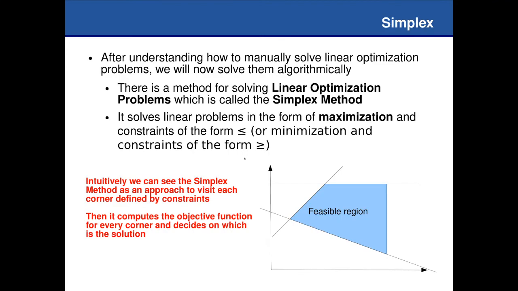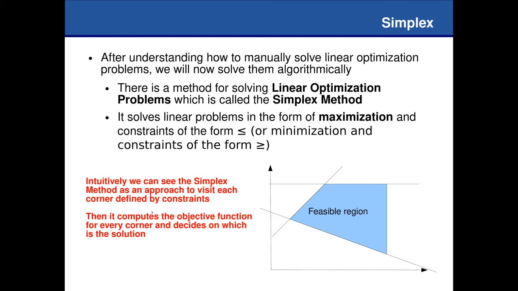Consider you have either a maximization problem whose constraints are in this form, less than or equal to, or you have a minimization problem whose constraints are in the form of greater than or equal to. If you don't have one of those two standard forms, you need to adapt the problem before considering the solution that I'm going to show you. Again, this is a method to solve linear optimization problems.